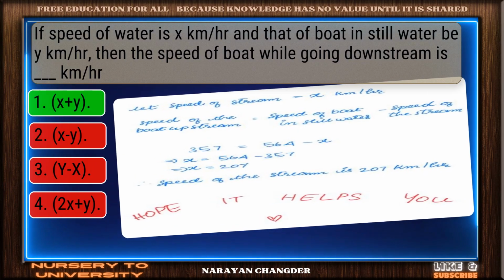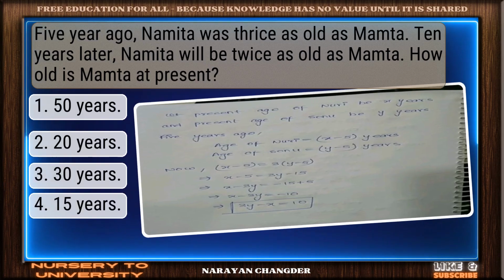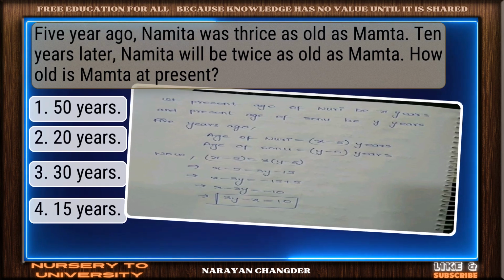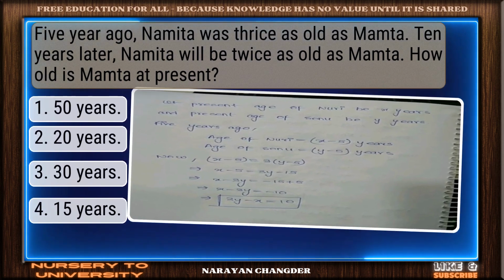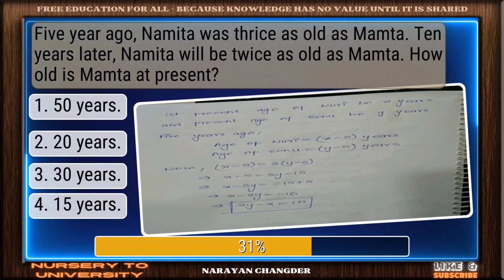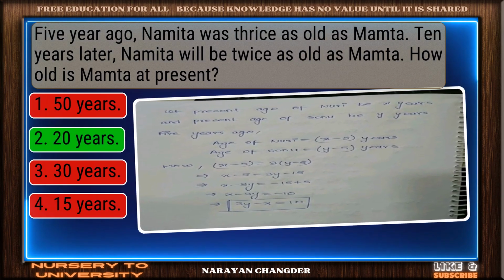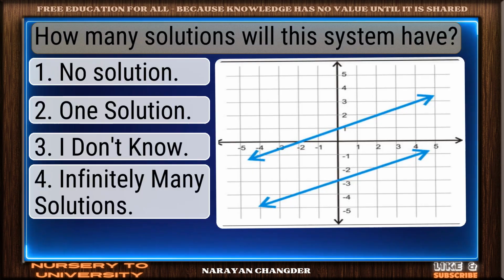Nice work. Fits perfectly. 5 years ago, Namita was thrice as old as Mamta. 10 years later, Namita will be twice as old as Mamta. How old is Mamta at present? Right again. 20 years is valid.